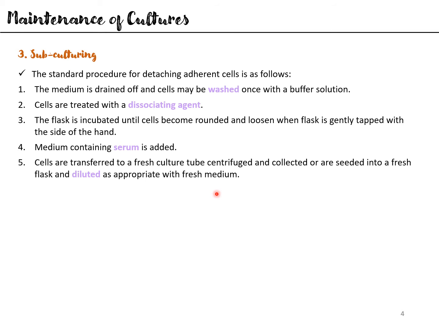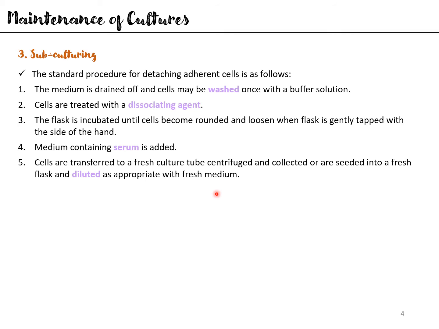Then if you want to store the cells, you're going to spin the cells or centrifuge them to form a cell pellet. And then you would resuspend this cell pellet in freezing medium. We will talk about that later, what freezing medium is, what it contains, and so on.